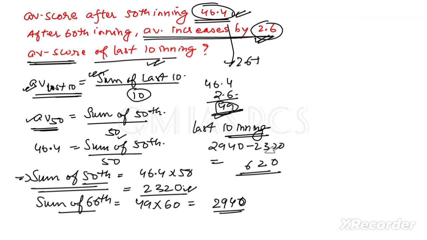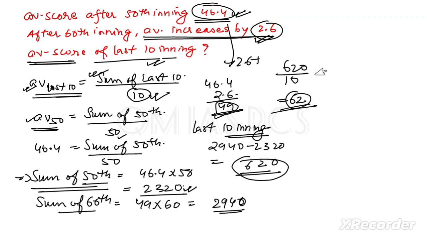So what is the average value for the last 10 innings? We got the sum, we know the number, now we can substitute here: 620 divided by 10, that will be 62. So 62 will be our answer.